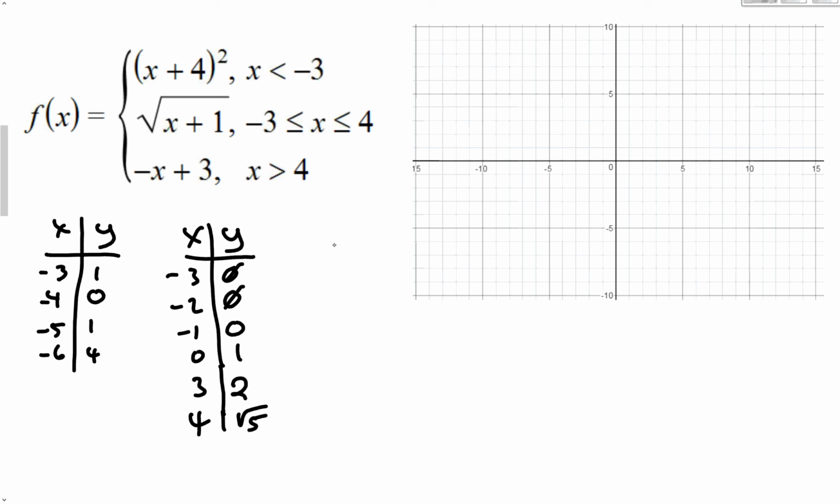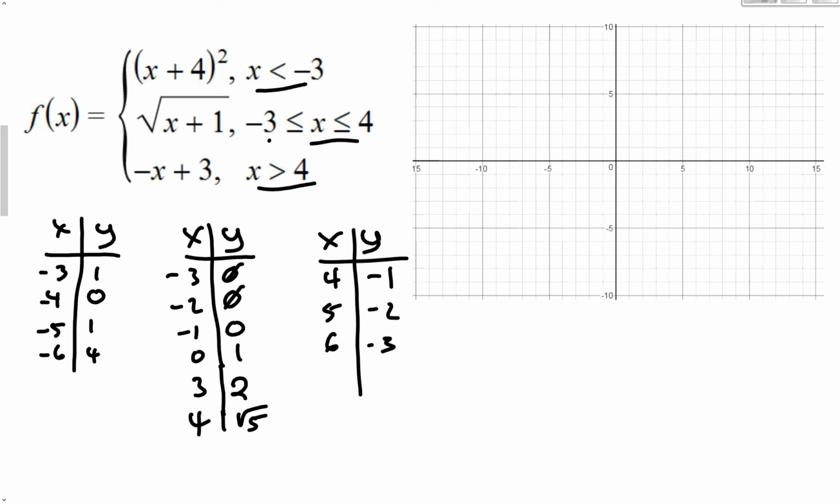Okay, and then of course, my last function, I want to know what happens at the boundary point. So I want to plug in 4, let's plug in 5, let's plug in 6. So that's negative 4 plus 3, that's negative 1, negative 2, negative 3. Okay, and so on and so on. So now I have enough data here, and all I had to do was make sure that I plugged the numbers into the right function depending on the domain.